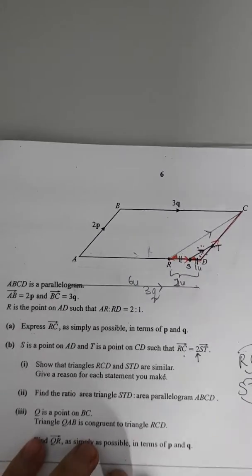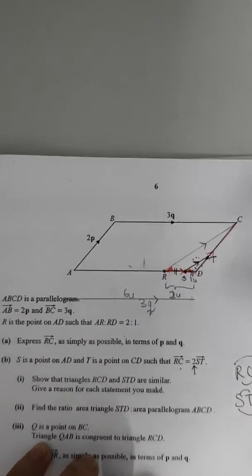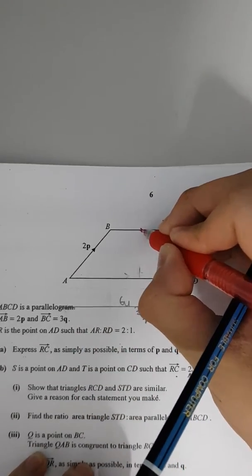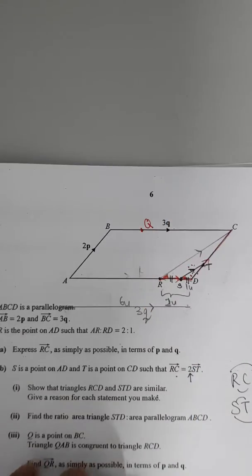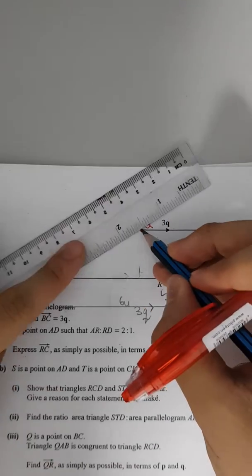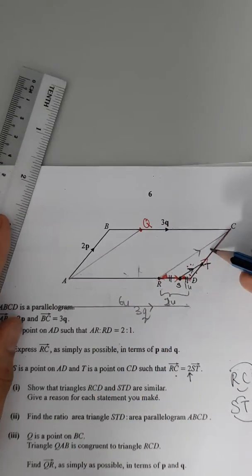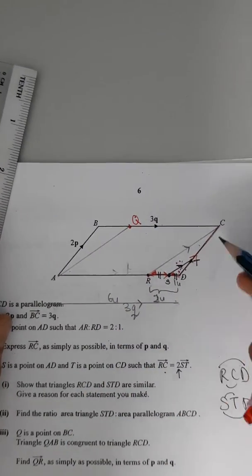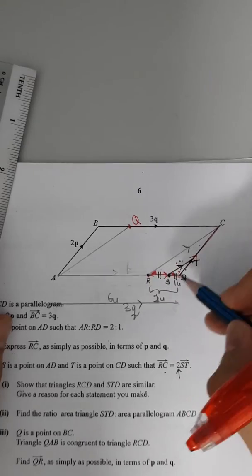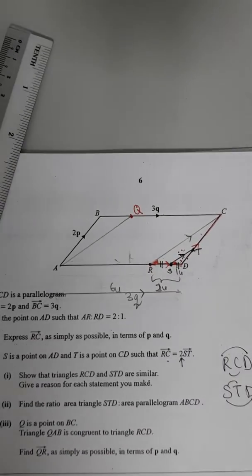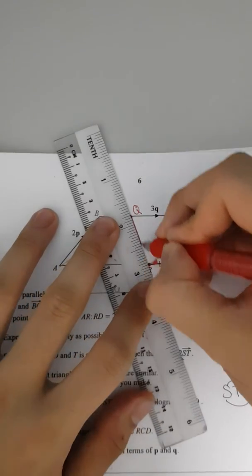Now, the question says Q is a point on BC, so I'm going to draw a new point Q on BC somewhere here, such that the triangle formed, QAB, is congruent, same size, same shape as RCD. And the question says I wish to find QR, which is this line in red now.